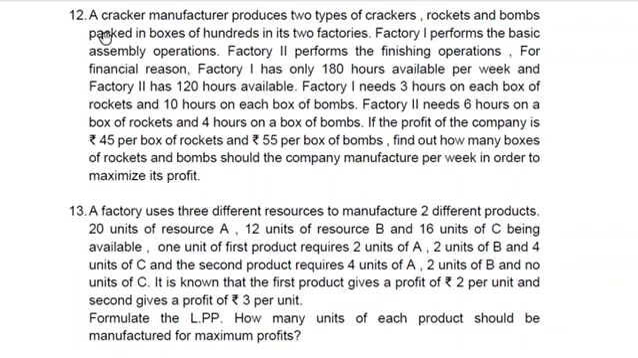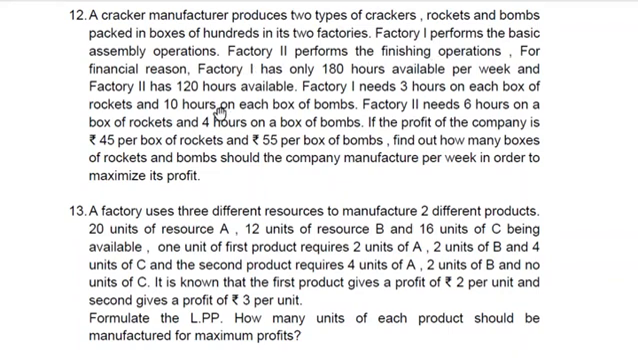Rockets and bombs are packed in boxes of 100 in its two factories. F1 performs the basic assembly operation, F2 performs the finishing operation. So remember, we had the article going through two machines. Here the article has to go through two factories. That's the only difference. Factory 1 performs the basic assembly, factory 2 performs the finishing.